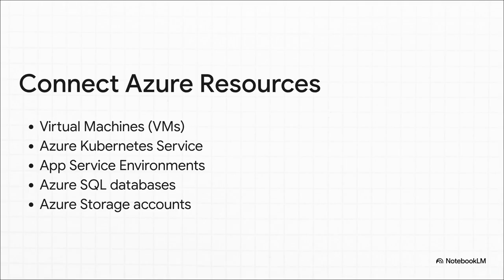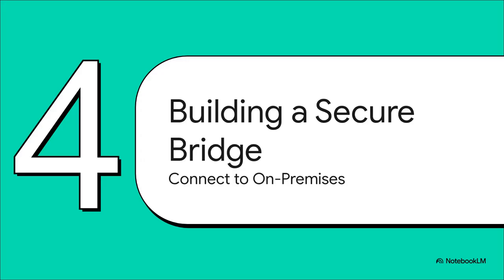And it's all happening securely inside that private network boundary we created. So we've connected all of our cloud resources. They're all talking to each other. But what about that other half of our digital world we mentioned right at the start? We still need to connect our shiny new cloud office back to our physical on-premises headquarters.